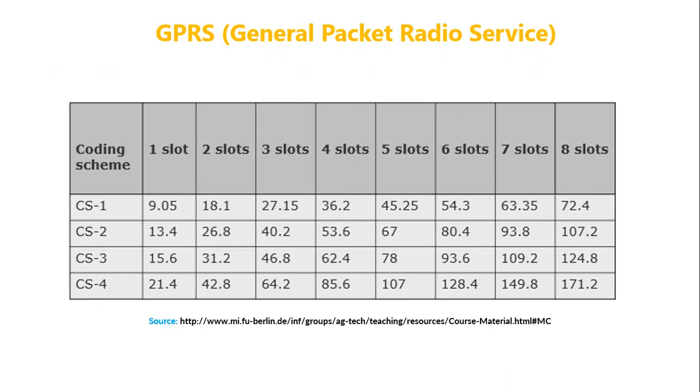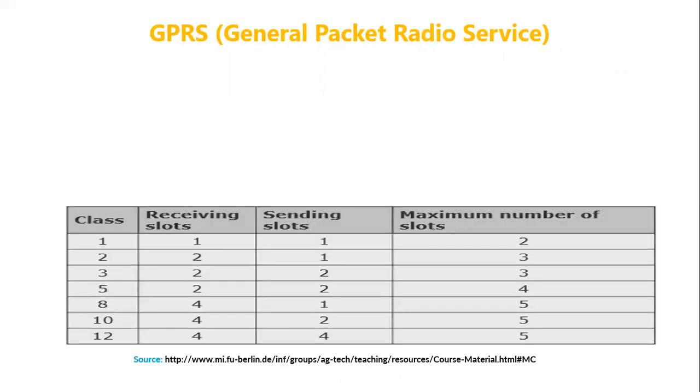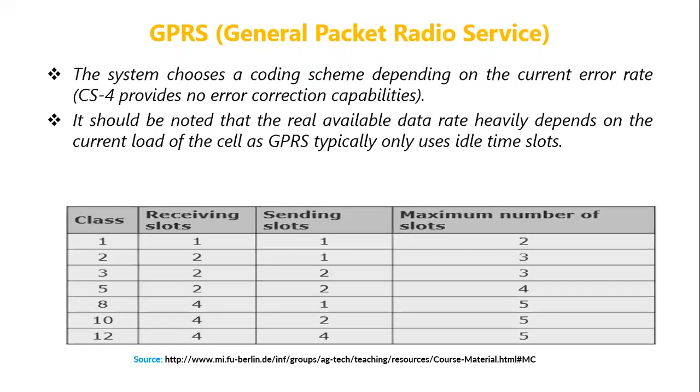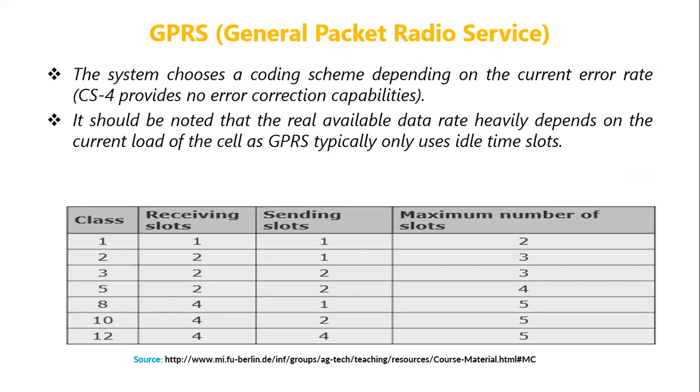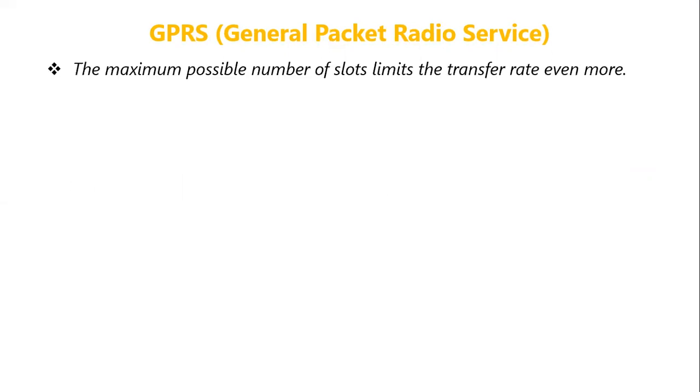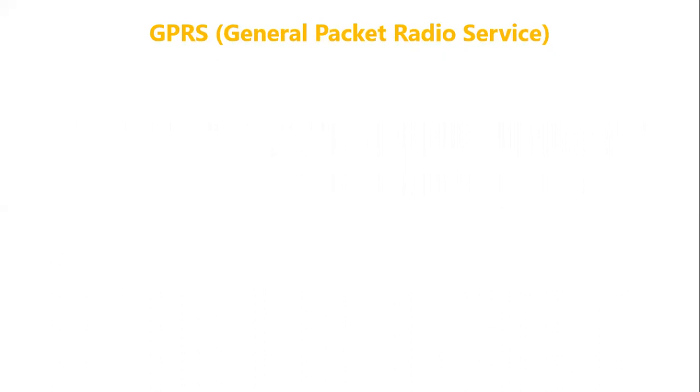Coding scheme 4 will be used if the applications are not error sensitive, and coding scheme 1 will be used if the applications are error sensitive. And then we have discussed for different classes of devices how many receiving and sending slots there can be. The receiving and sending slots should be less than the maximum number of slots. That is the main criteria, and based on that, the receiving and sending slots should be allocated.